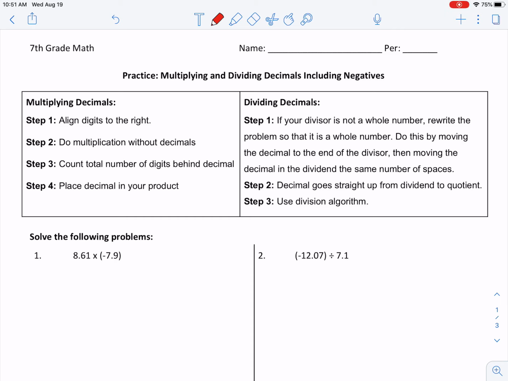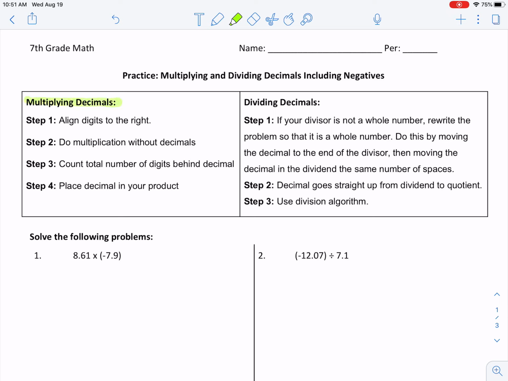Practice on multiplying and dividing decimals, including negatives. So yesterday we began with multiplying and dividing positive decimals. Today the only difference is going to be including the negatives. So that's not a big difference, but let's review some of the steps we talked about yesterday.